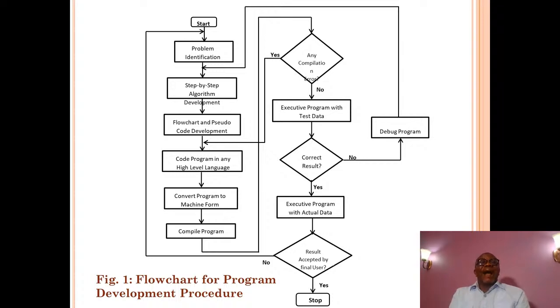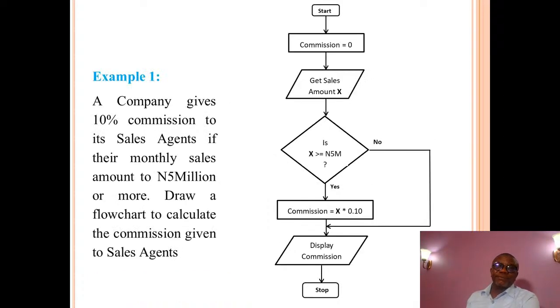You will go back to first identify again the problem the user wants you to solve, because the meaning is that you've not been able to identify the problem correctly. If you check the result and it's acceptable by the user, then your work is done. You stop. So you can see that the start and the stop button are the same.